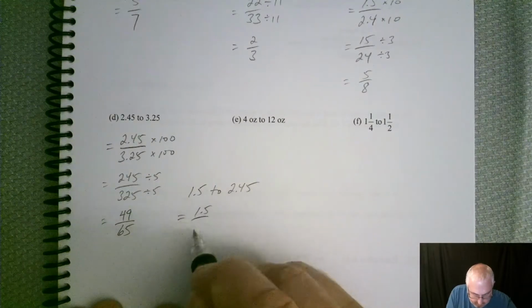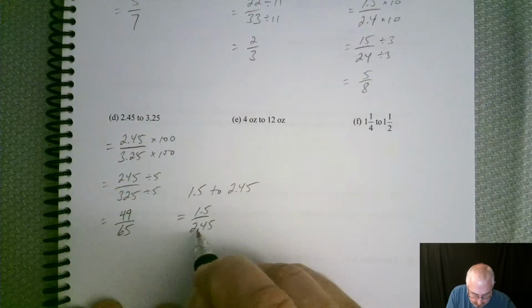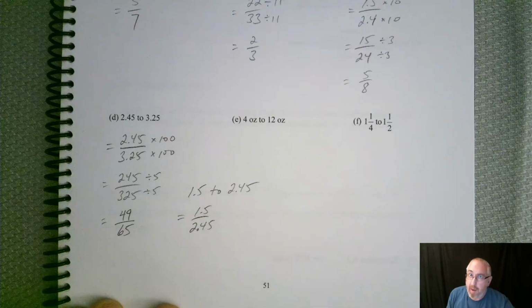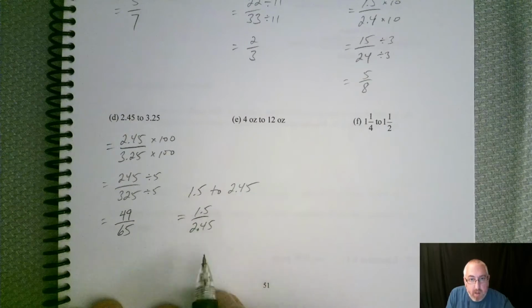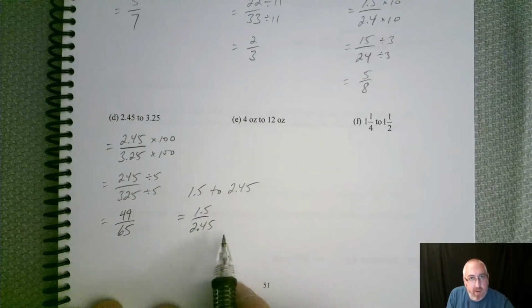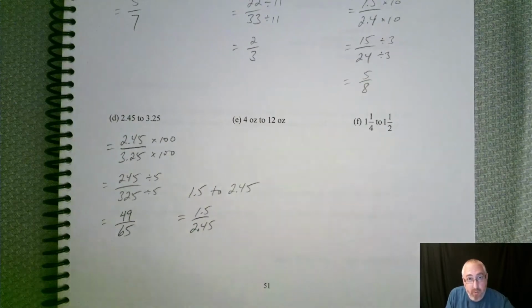Well, again, put one over the other. But now what do we multiply it by? The top, all we have to do is multiply it by 10 to move it over 1. But on the bottom, we need to multiply it by 100 to move it over 2. So which one do we do? Always go with the bigger one.